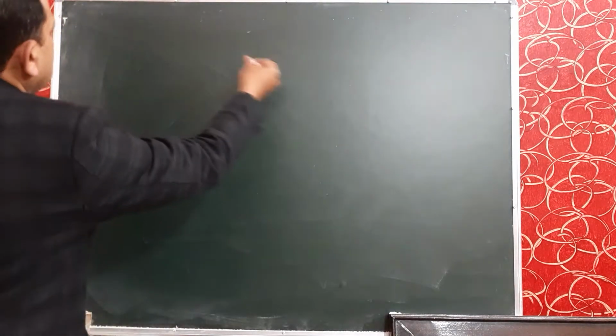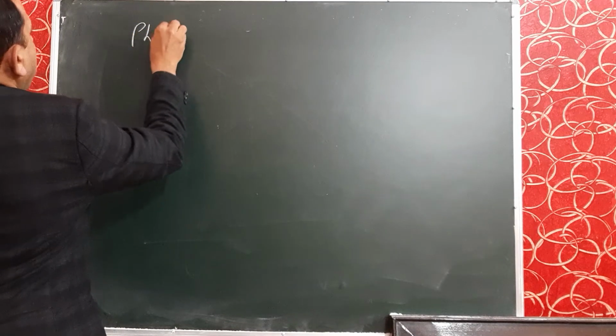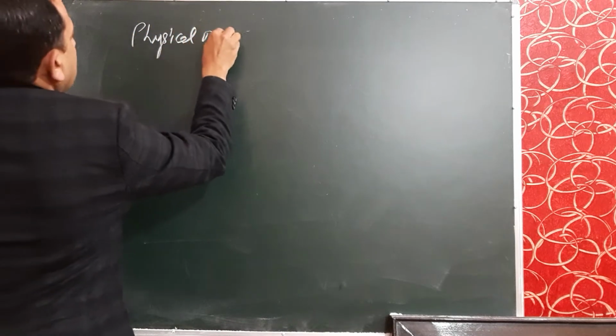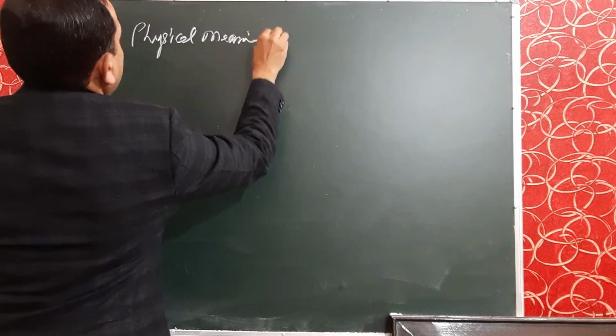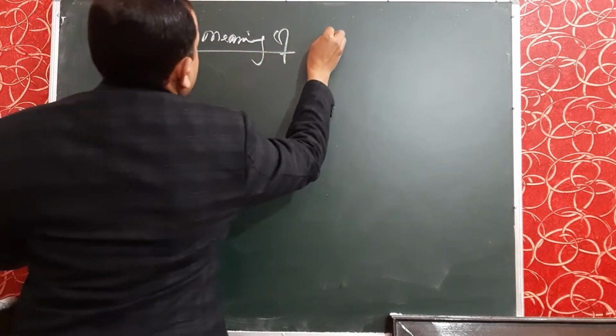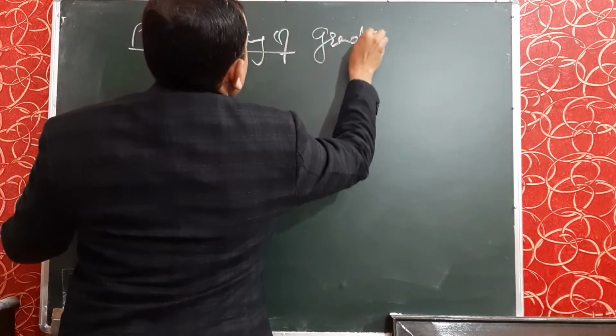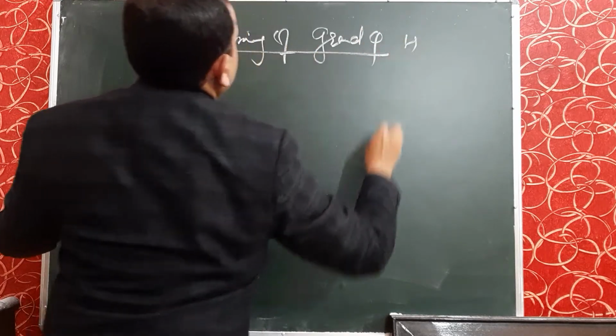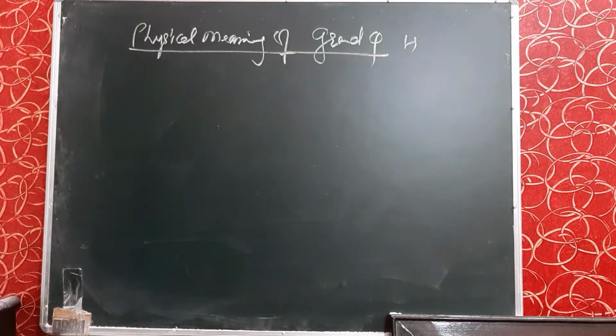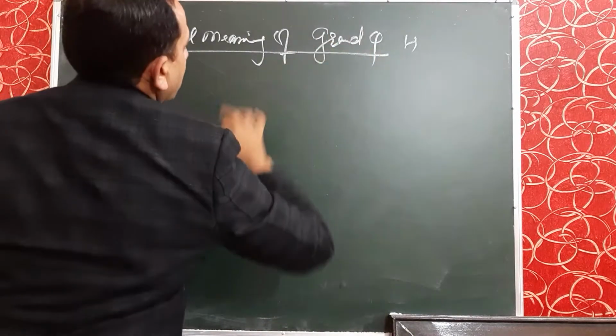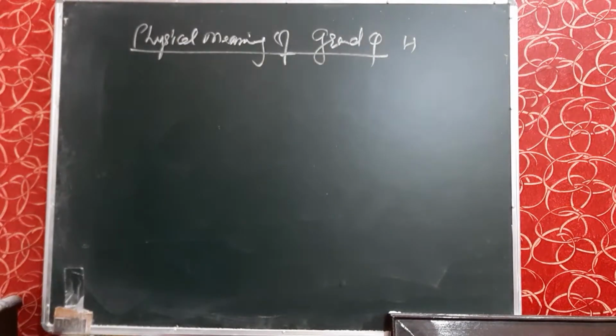Today we will discuss the physical meaning of the gradient of a scalar function, that is grad phi. Grad means gradient, and phi means any scalar function, maybe flux.